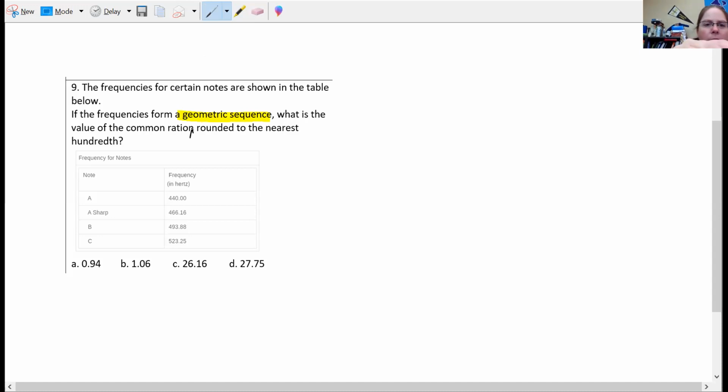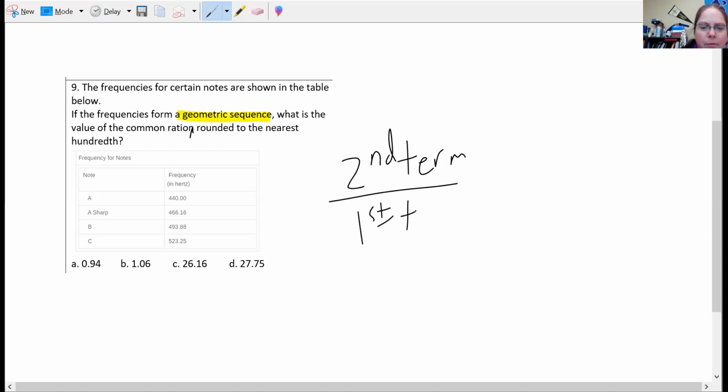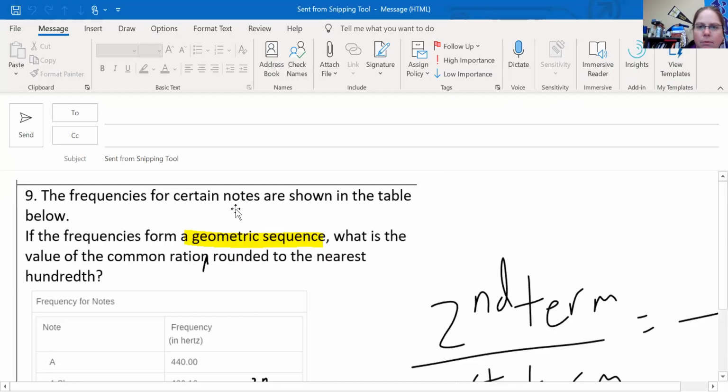Okay, so ratios. So again, all you do is you take the second term and divide by the first term. And our second term is 416. Excuse me, we're going to pause and get back to what we wanted.